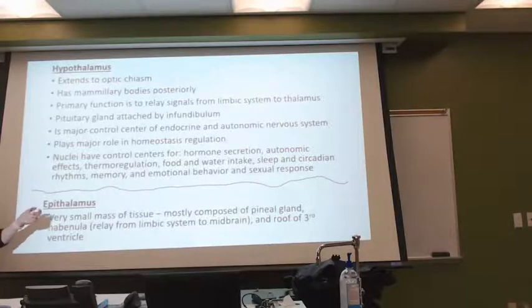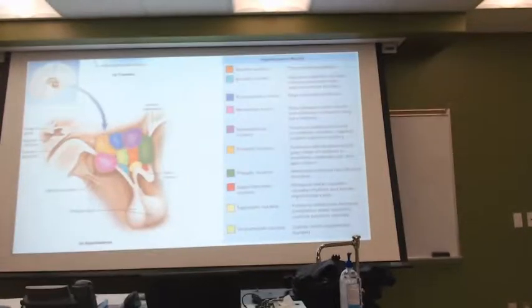Note how I just drew a line right here for the epithalamus. I am not going to talk about that a whole lot. The epithalamus is a very small mass of tissue, mostly composed of the pineal gland. I do understand its connection with sleep and everything, but I just think there are other areas that are more fun.